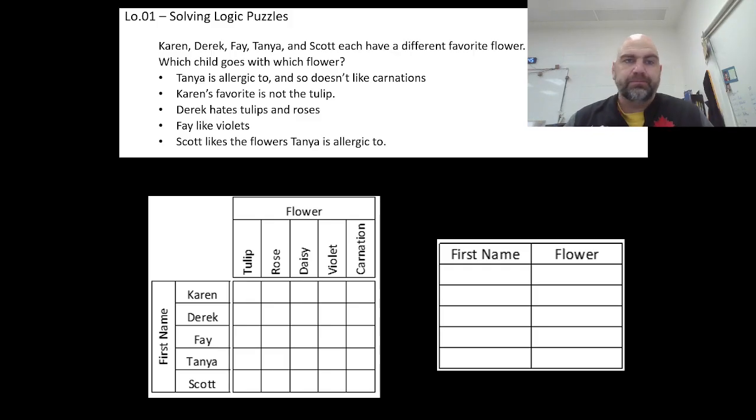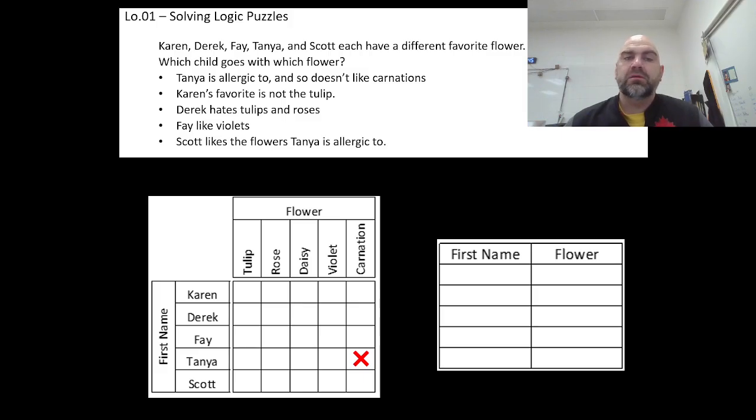So let's look at the first clue. It says that Tanya is allergic to, and so doesn't like, carnations. Well, this tells us that Tanya does not like carnations, so we can put an X where Tanya meets up with carnation on the matrix. Now we're told she's allergic to it, whatever that means. Maybe it'll help us later. We can use some of these clues later on as well.